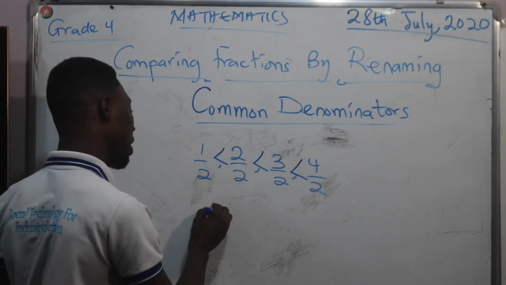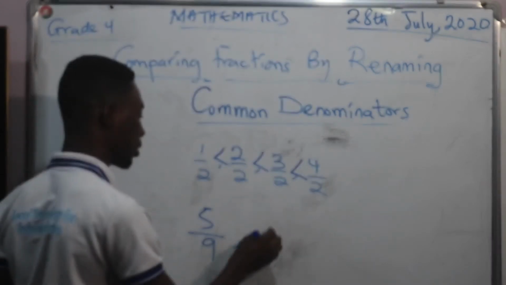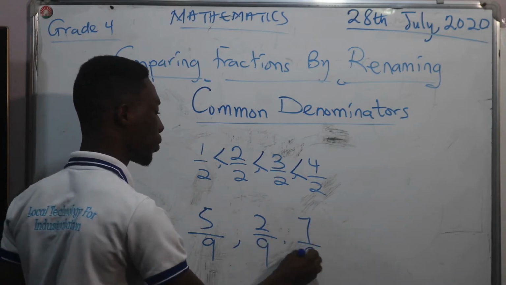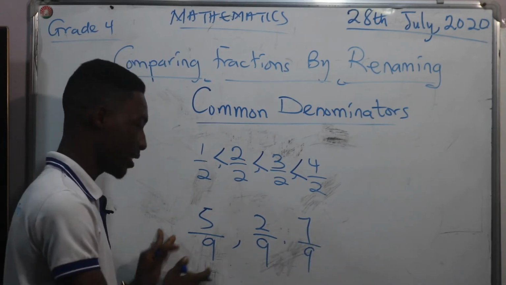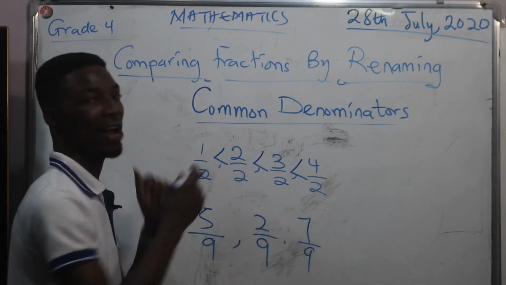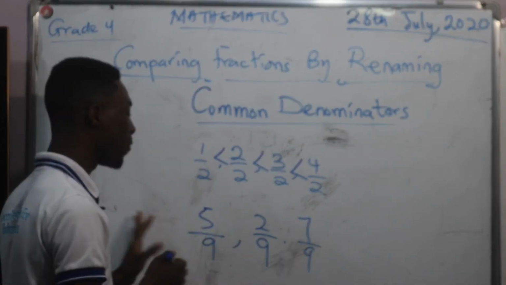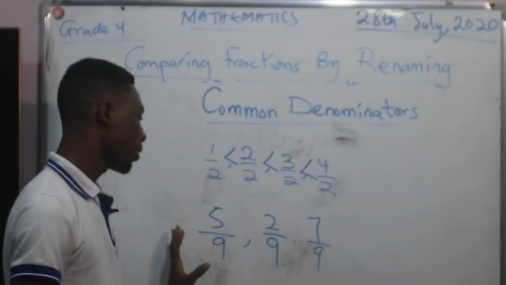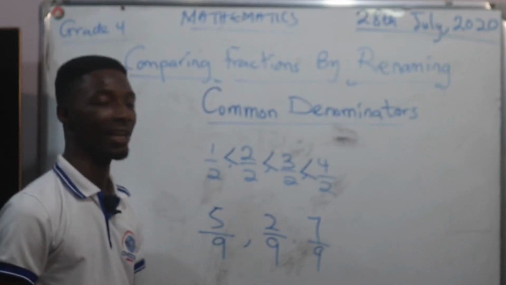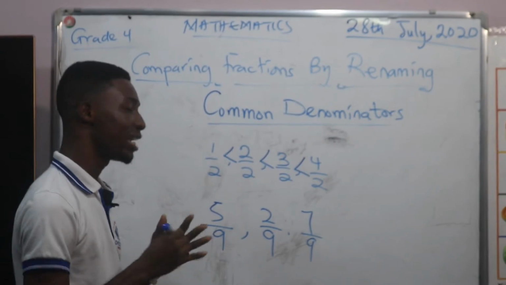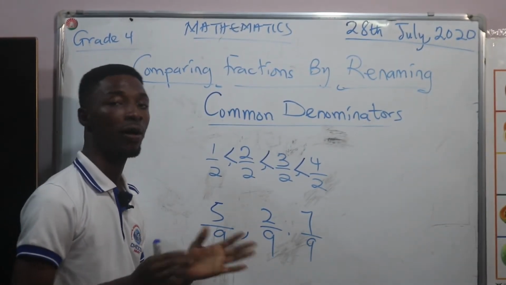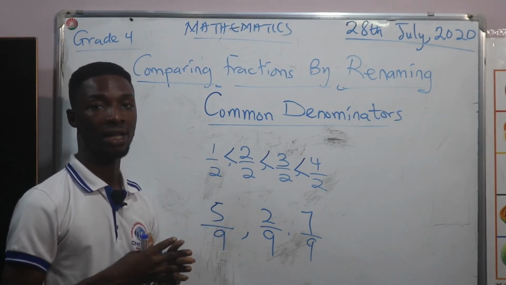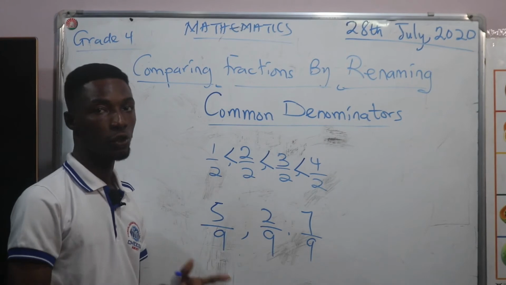Let's take these fractions. We have 5 out of 9, 2 out of 9, 7 out of 9. Let's try and arrange these fractions in ascending order of magnitude. When all the fractions have the same denominator, then there is no problem. You are just going to arrange the fractions in the order of magnitude you want. I want to arrange my fractions in ascending order of magnitude. That is from the smallest to the highest.